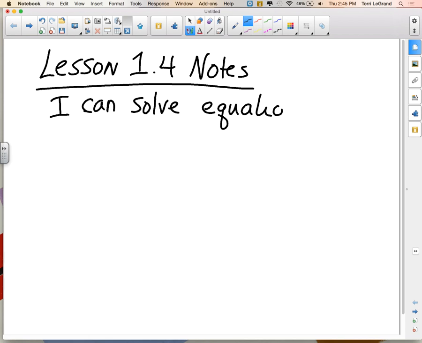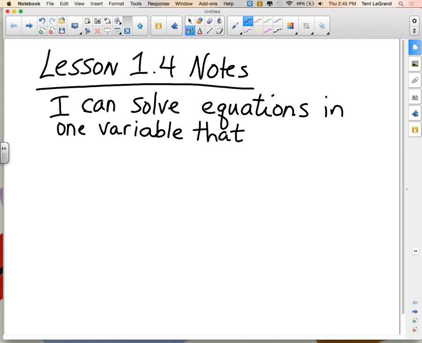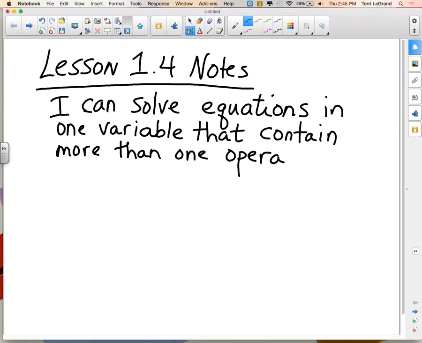I can solve equations in one variable, just like we have been doing. Only one variable involved in them. But today we're not going to say in one step because it's going to require more than one step because they contain more than one operation. Okay, so this is our goal in lesson 1.4. Another way to say it is solving multi-step equations, having to do more than one step of work.